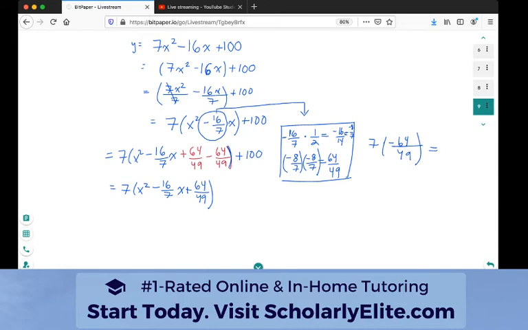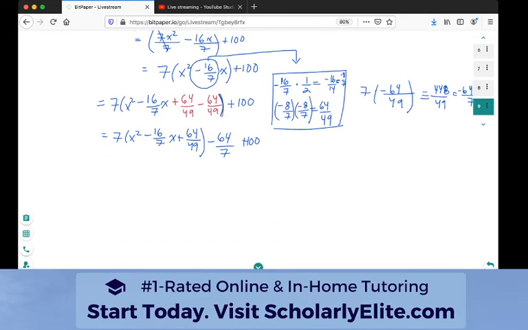And that brings us to 250, no, sorry, I lied. My bad. That's going to be 448 over 49. 448 over 49. And to reduce that, it's actually going to be 64 over 7. So here we've got negative 64 over 7 plus 100.